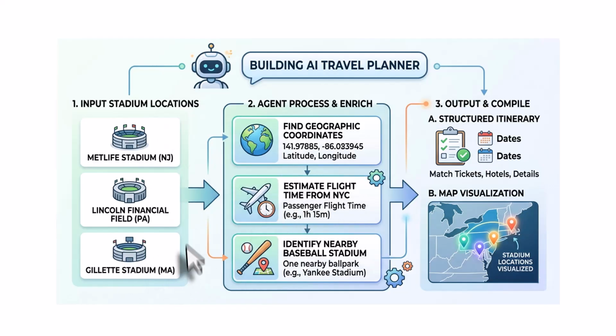In addition, the agent should identify one nearby baseball stadium in the same region if one is available. Finally, it should compile all results into a structured itinerary and visualize the stadium locations on a map. So this workflow is a complex multi-step planning problem, and this is perfect for an AI agent to solve, right? But how would we go about doing this?